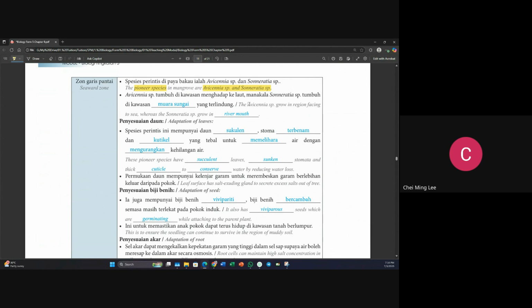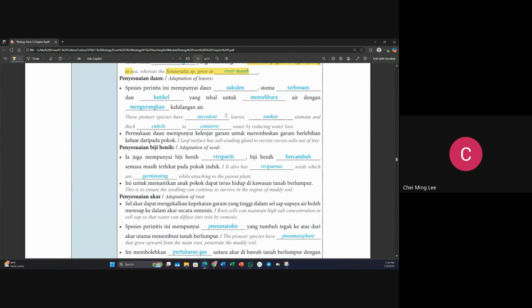Normally Avicennia grows in the region facing the sea. Sonneratia normally grows in the river mouth, Muara Sungai. Okay, so what happens to the adaptation of the leaf?